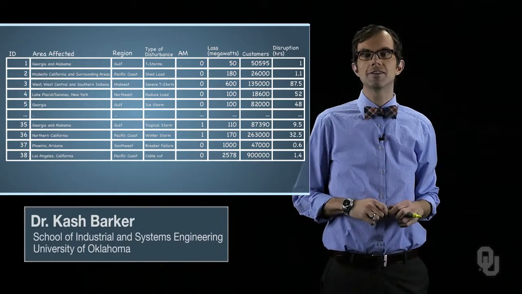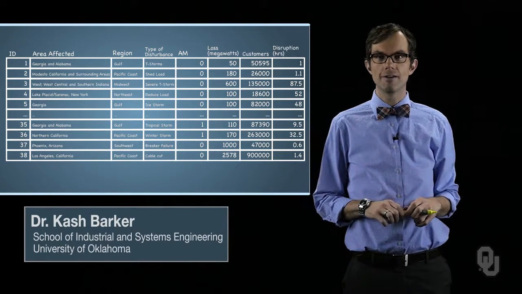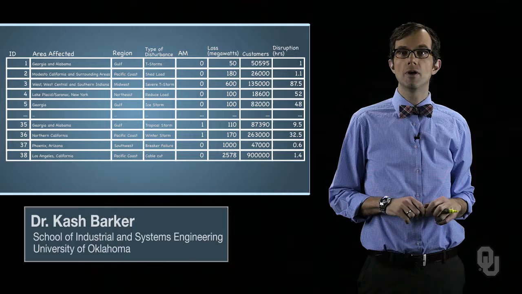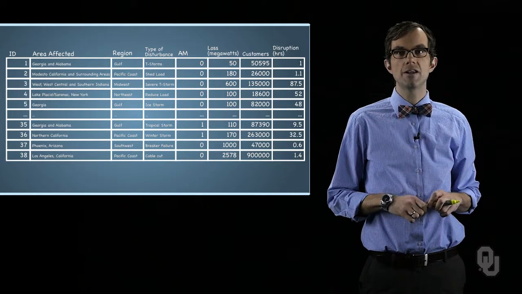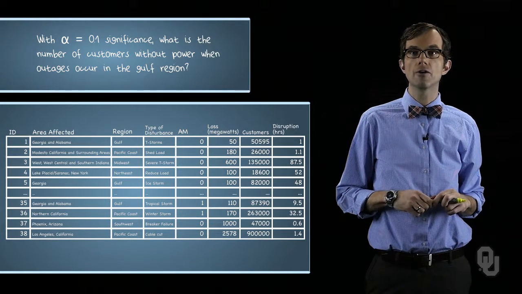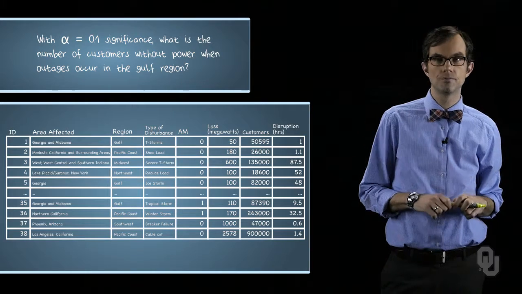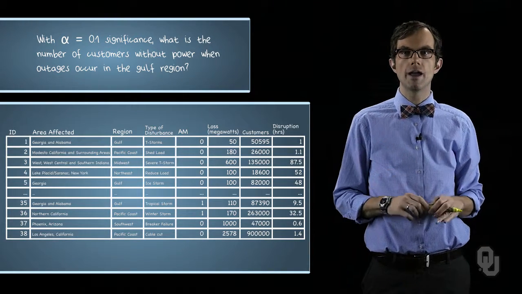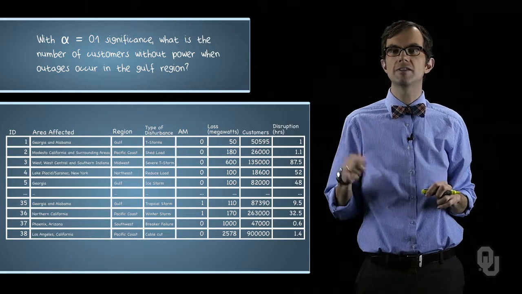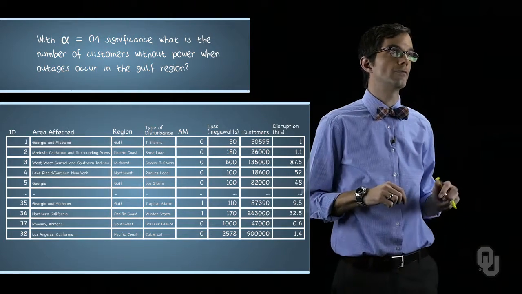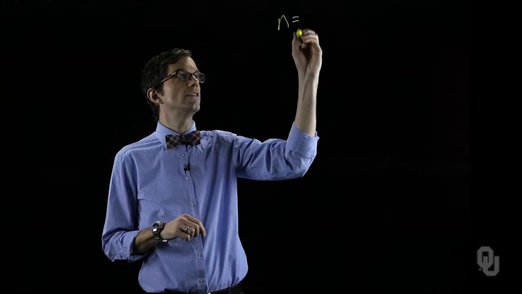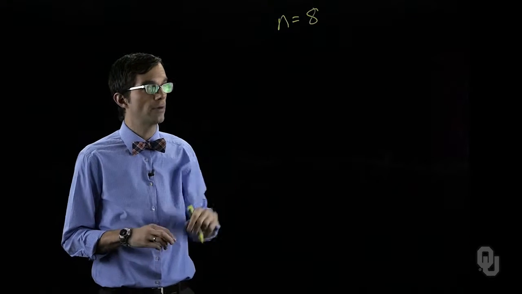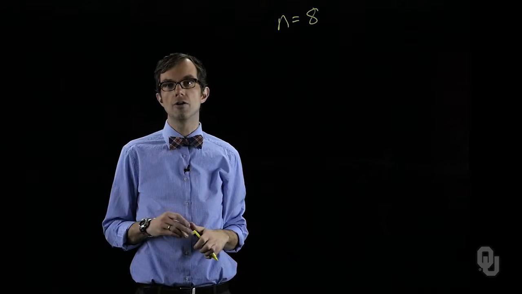Let's take a look at one last example from the power outage data set. With alpha equals 0.1 significance, what is the mean number of customers without power when outages occur in the Gulf region? First off, we want to take a look at the region column and find out what the sample size is within the Gulf region. If we do that, we see that n equals 8. There are 8 outages that occurred within the Gulf region.